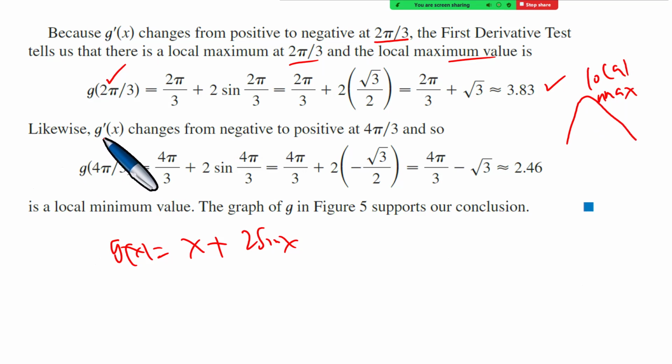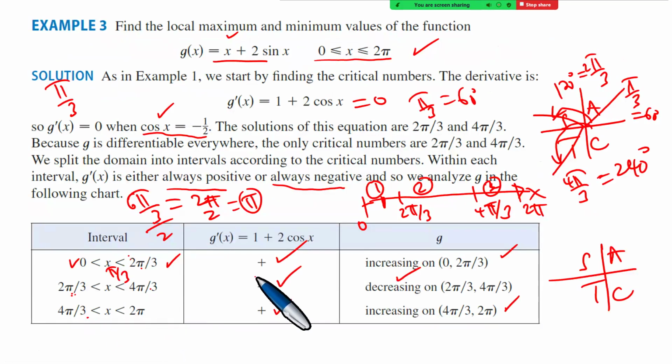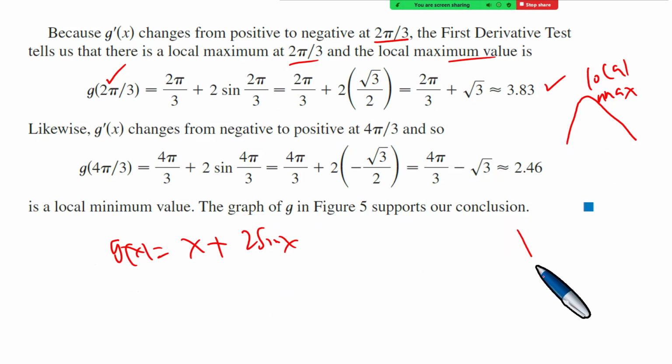Likewise, G prime changes from negative to positive at 4 pi over 3. We saw that at 4 pi over 3 it changes from negative to positive. Because of that, we have a local minimum. The graph of g in figure 5 supports our conclusion.